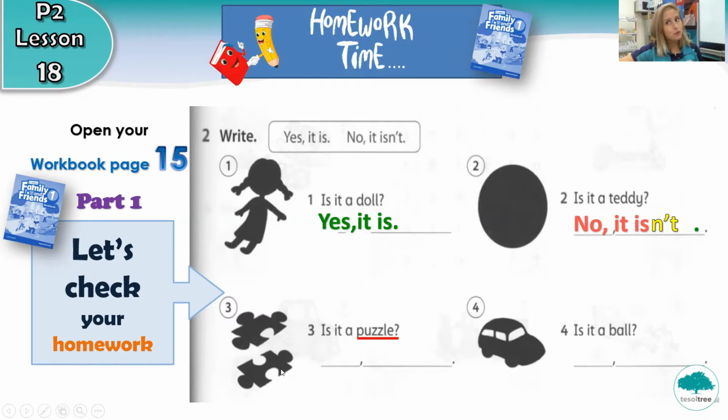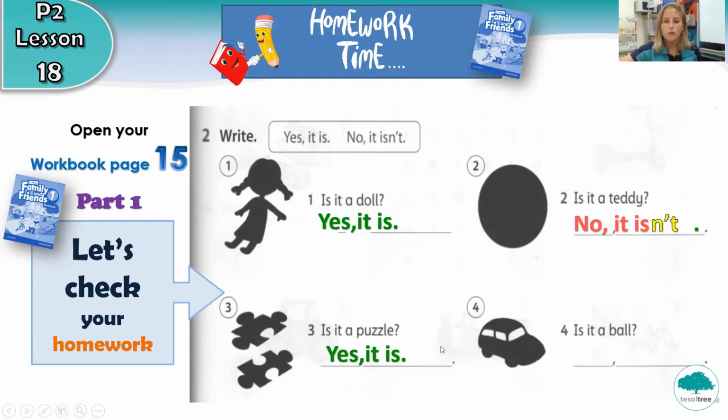Okay, look at picture number three. Is it a puzzle? Yes or no? Correct. Yes, it is. Don't forget to put a full stop at the end of your sentence.